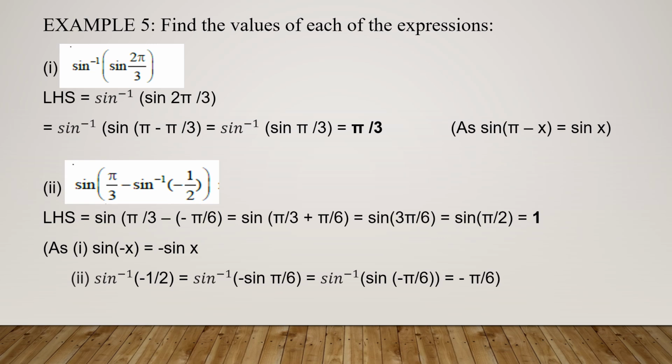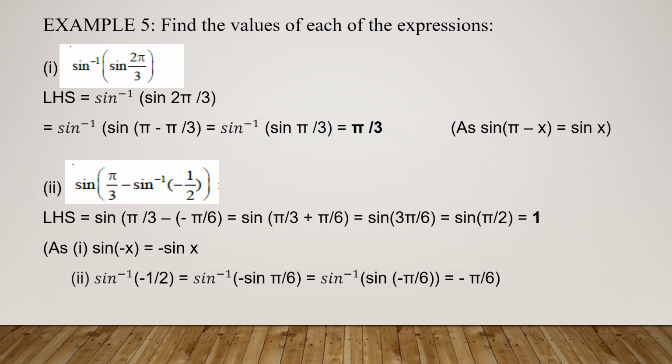Second one, find value of sine of pi by 3 minus sine inverse of minus half. Now I will give the explanation. First thing is, you know that sine of minus x is minus sine x. Cos is an even function, sine is an odd function. Cos of minus x is cos x, but sine of minus x is minus sine x. I am just revising these concepts of the previous standards. So first thing we are using is sine of minus x is minus sine x.